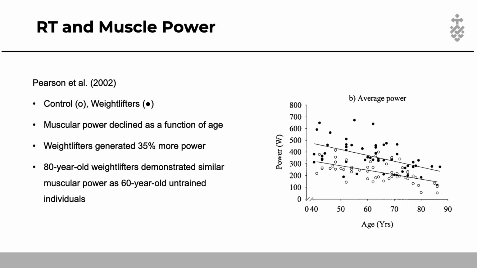Now, when we talk about muscular power, this study looked at the difference between the power production in controls and weightlifters. So this is looking at elderly men, and the white dots represent the untrained men, and the black dots represent the weightlifters. And what this study demonstrated was that 80-year-old strength trained lifters demonstrated similar maximum or average power as that produced by a 60-year-old untrained individual. Obviously, those results suggest that within this age range, chronic strength training can effectively compensate for about 20 years of sarcopenic decline in muscle power. So pretty significant effect there of chronic resistance training.